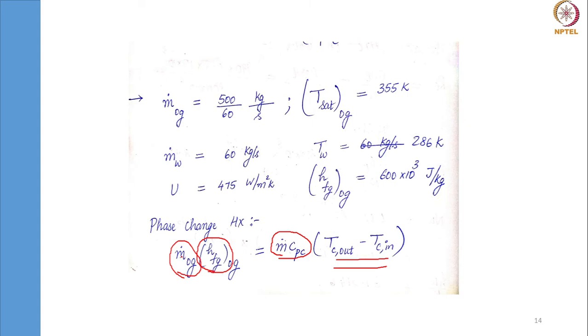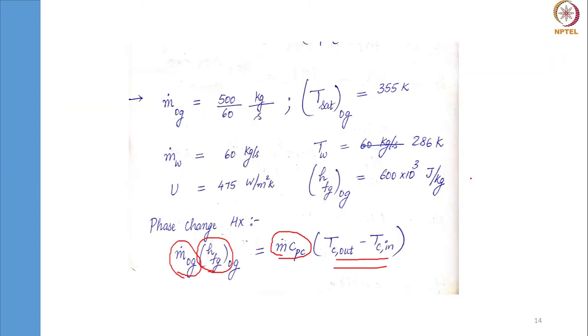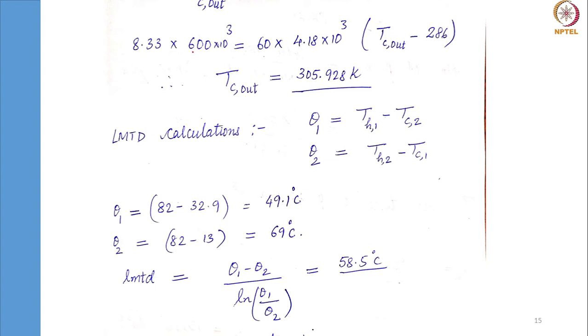So m dot of the organic fluid is given as 500 kg per minute, which we are going to convert into seconds, and HFG of the organic fluid is also given. M dot of cooling water is also provided. Cp is taken in SI unit, 4180 joule per kg Kelvin, and we are interested in finding this parameter Tc out. Once we plug in the values, we get 305.9 Kelvin or 32 degrees Celsius.